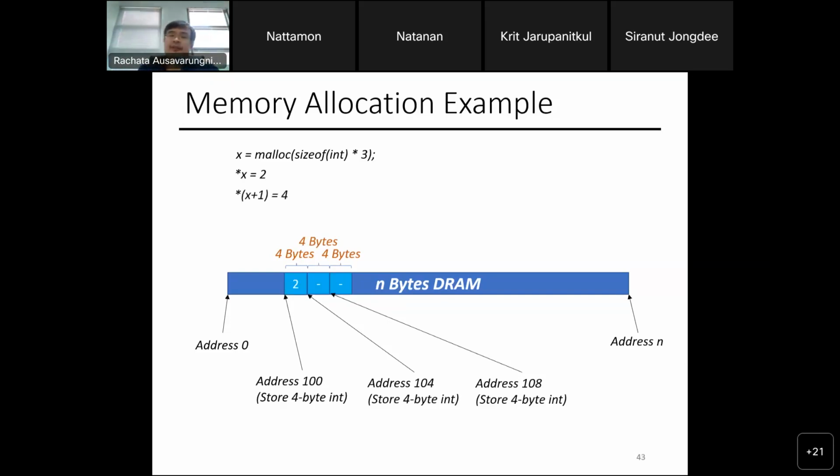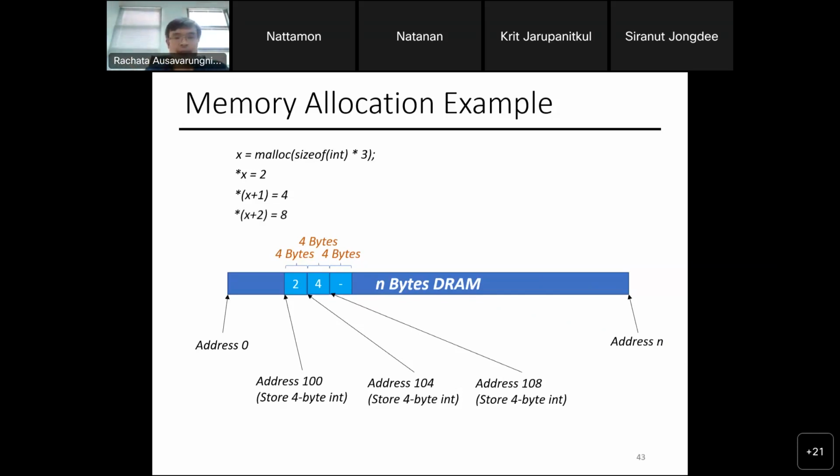So what if I do *(x + 1) = 4? Can someone tell me what would happen? Then the actual value 4 would be put in the next box, because x + 1 would be address 104. The x is address 100, so with x + 1 you move one box. One box is 4 bytes, so you go to address 104. That address will now hold the value 4.